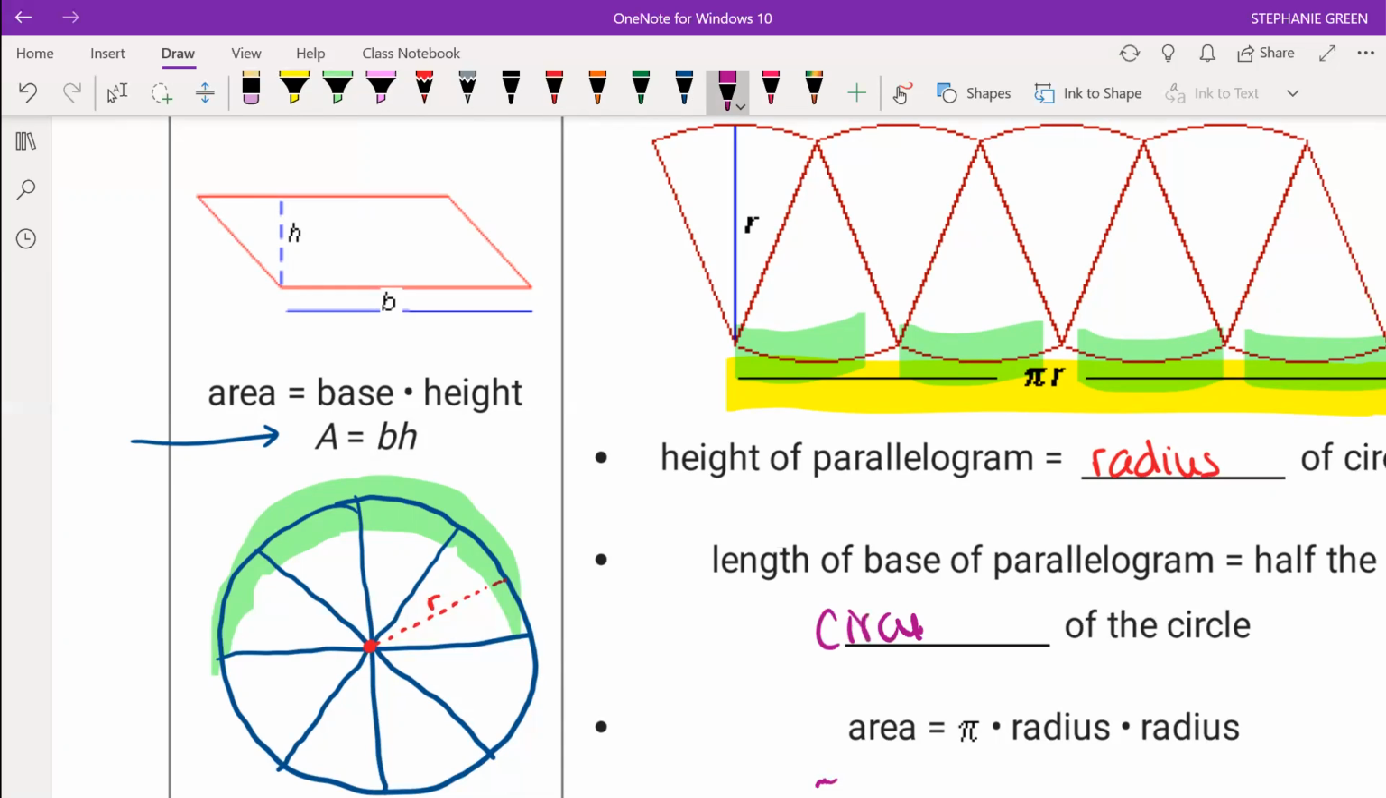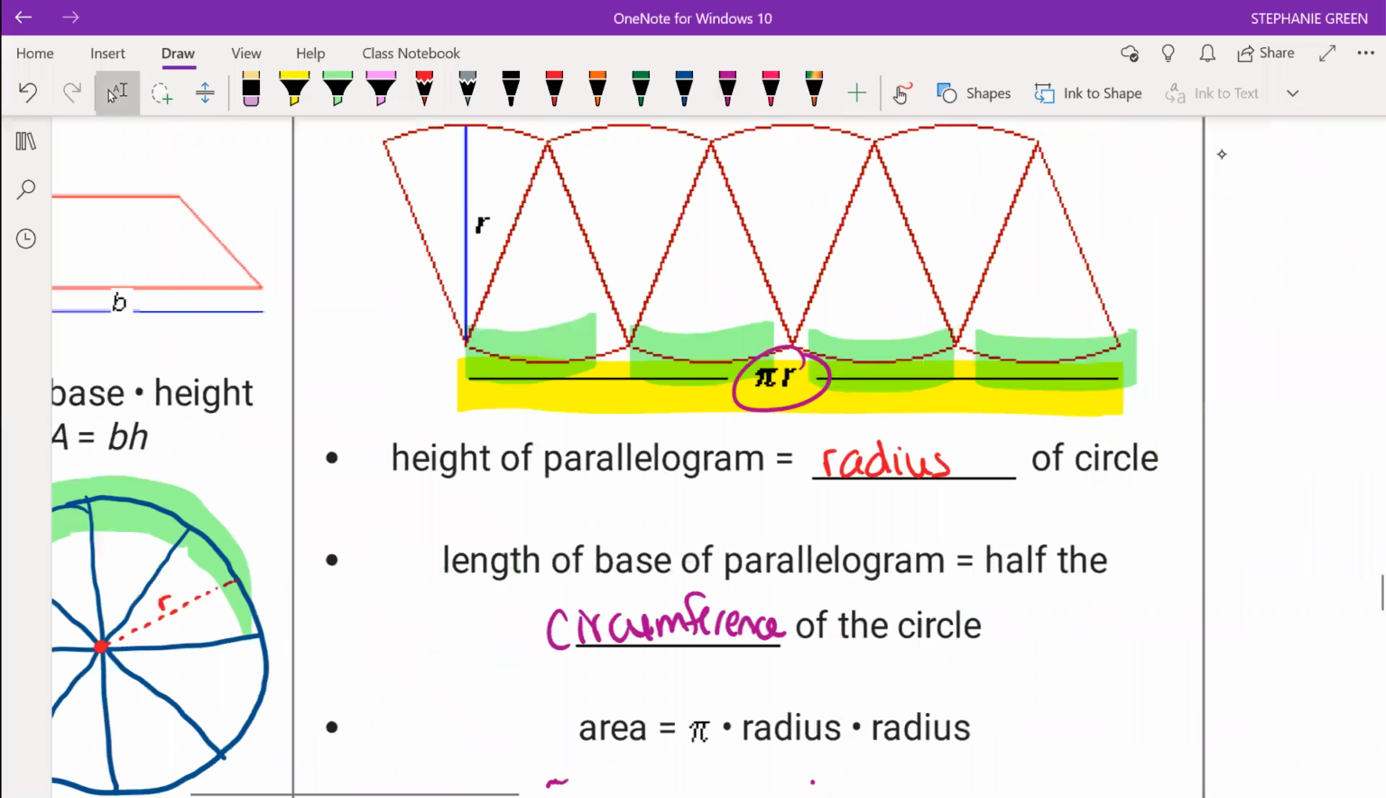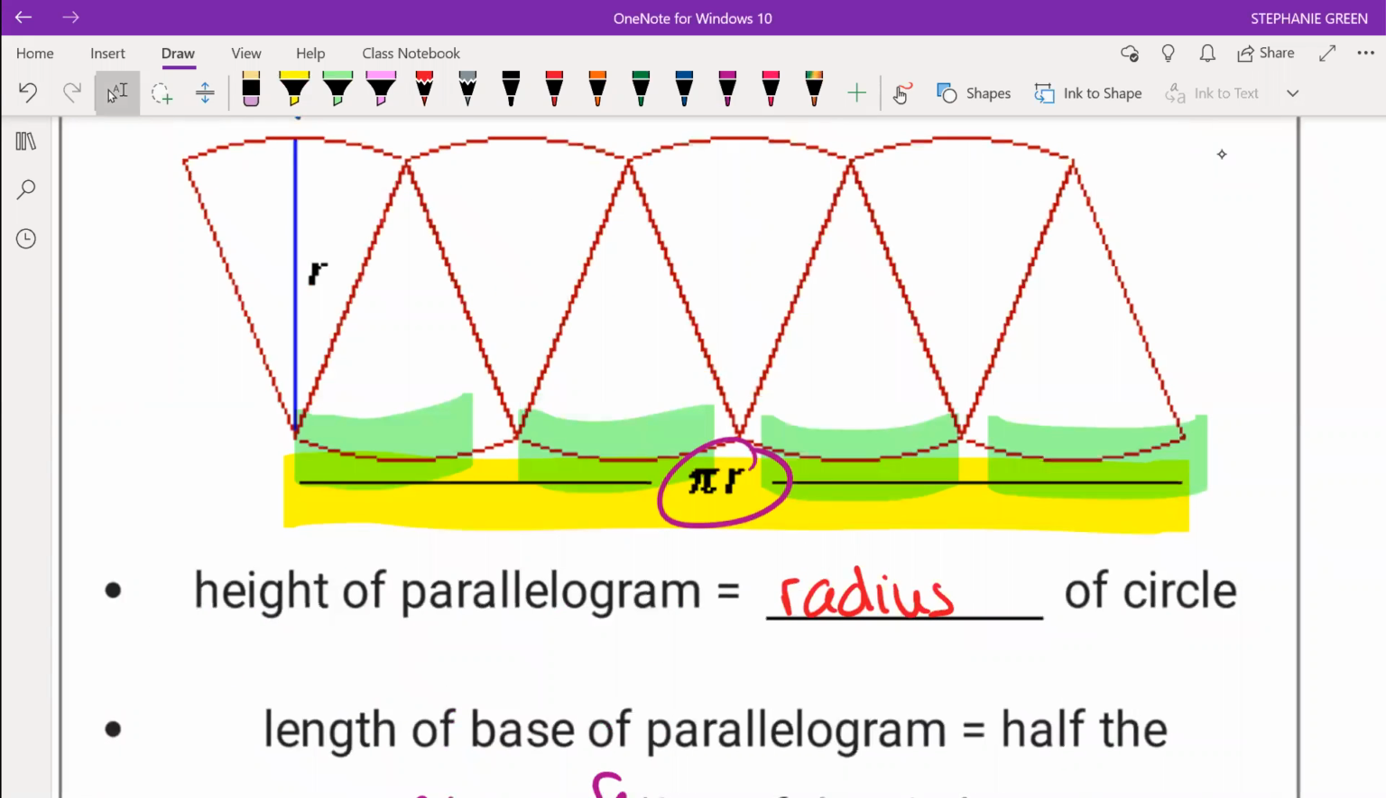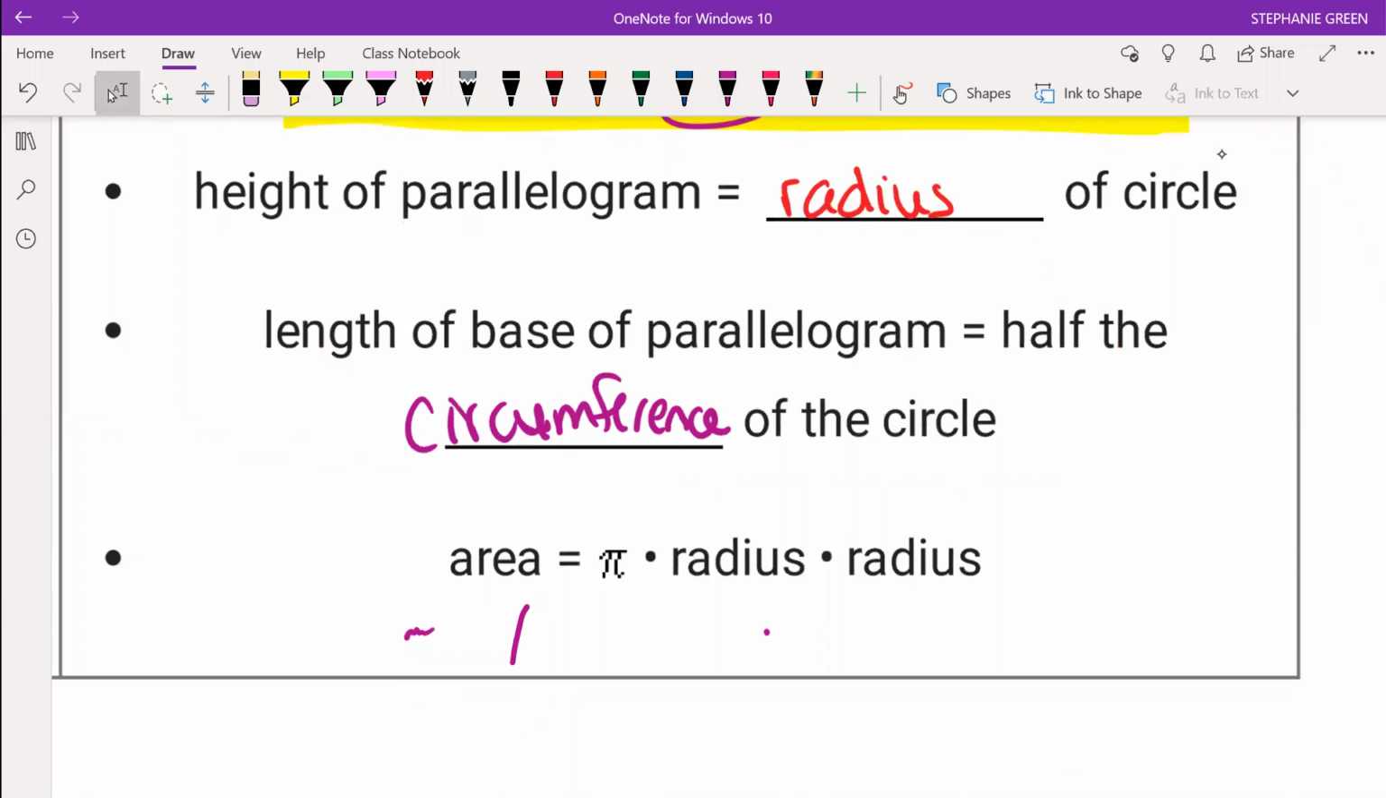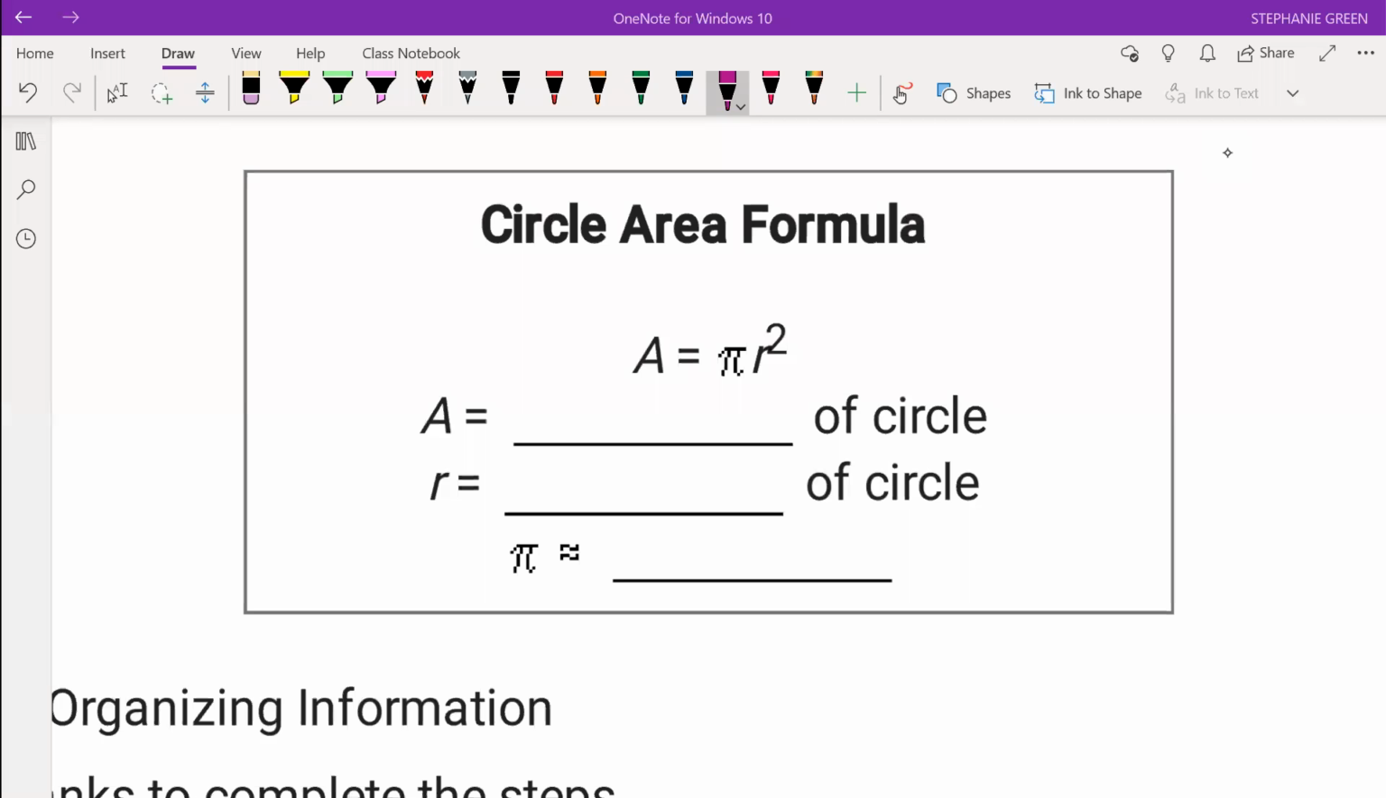And since the circumference of a circle is 2 pi r, half of that is just pi r. So if the area of a parallelogram is base times height, then the area of this parallelogram is pi r times r, or the area of this circle is pi r squared. So in this formula, A stands for area of a circle. R again stands for radius. And again, that symbol is pi, which Apex wants us to round to 3.14 anytime that we use it in the equations for this.